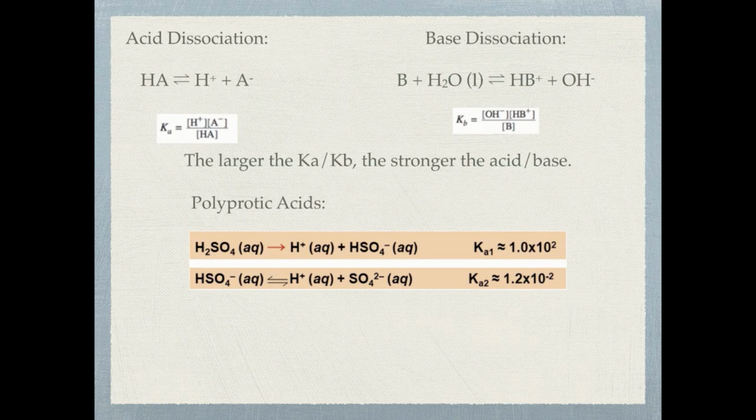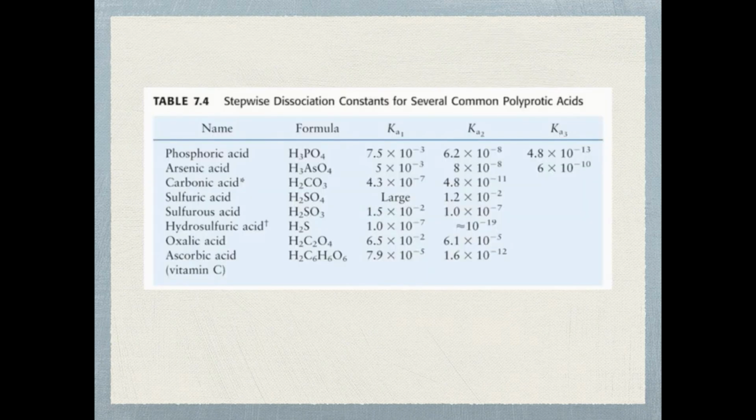So the harder it is to remove the H plus, the weaker your acid, because remember, a strong acid is able to break up into its ions. So let's look at some other polyprotic acids really quickly. You see phosphoric acid there. It has 3 hydrogens to lose, so it's going to have 3 Ka values.